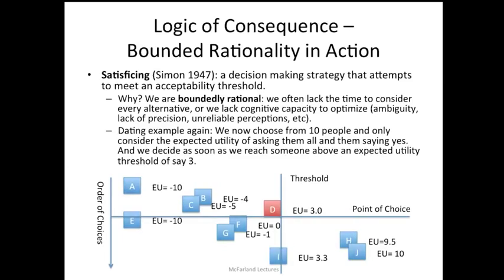Of course, because we've done that, we don't optimize. We have not considered every option, and as you see, H and J are two individuals who we could have selected if we had considered them and possibly found a more optimal choice, particularly J. Okay? So that's an example of how boundedly rational models can be done using satisficing in a logic of consequence way.